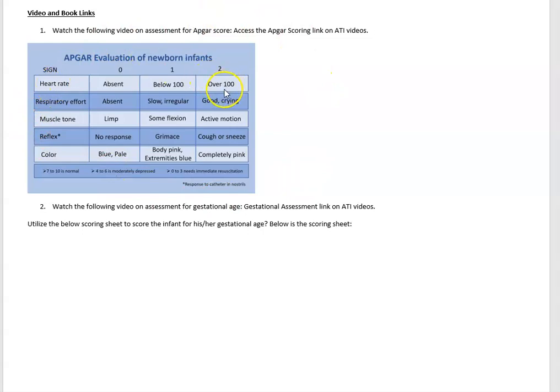And there are 5 parameters which we use, and it's heart rate. Over 100 is great. Respiratory effort, if they're crying, and they have good crying, that's awesome. Muscle tone, we want them to have active motion. We want them to be well flexed, that would be in the flexion position and not extension. Reflex irritability, this is when we rub them. They should cough, sneeze, or cry. And then their color, we would like for them to be completely pink.